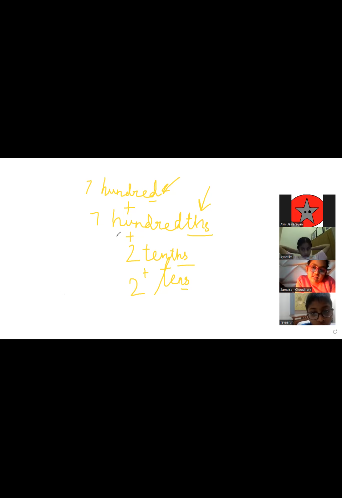Samaira, your answer 0.001 is wrong. 1/100 is, here the decimal jumps back 2 places, 1, 2, it comes here. Now a zero goes here and a zero goes here, because these are the empty spaces. So the answer is 0.01.